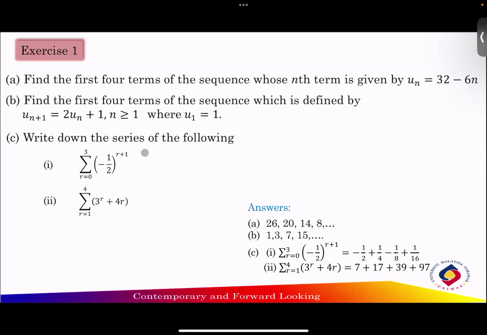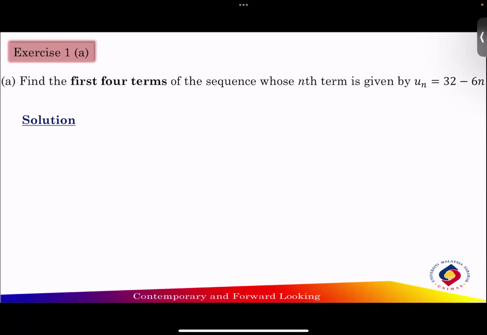Write down the series of the following numbers. Okay, so you can see from here, the answer is provided here, but I will explain one by one. For the first 4 terms of the sequence whose nth term is given as un equal to 32 minus 6n.